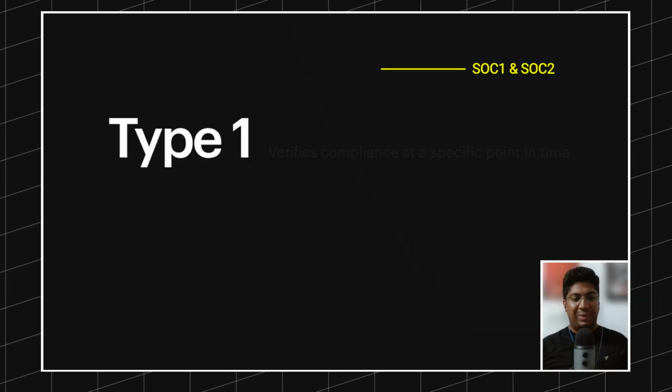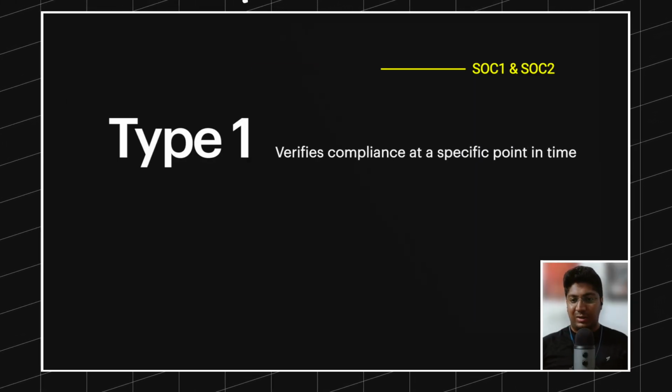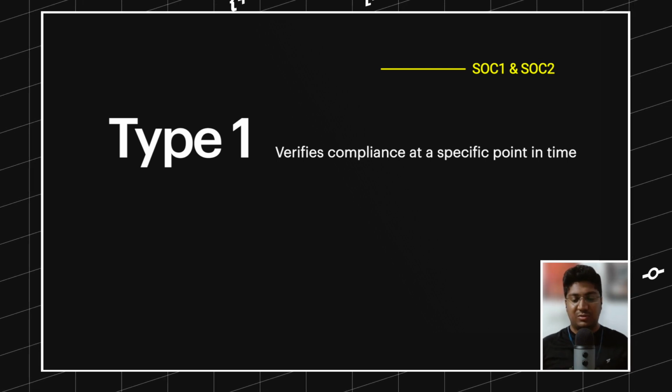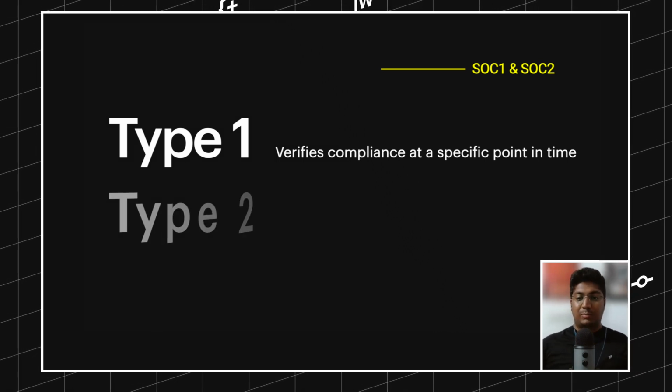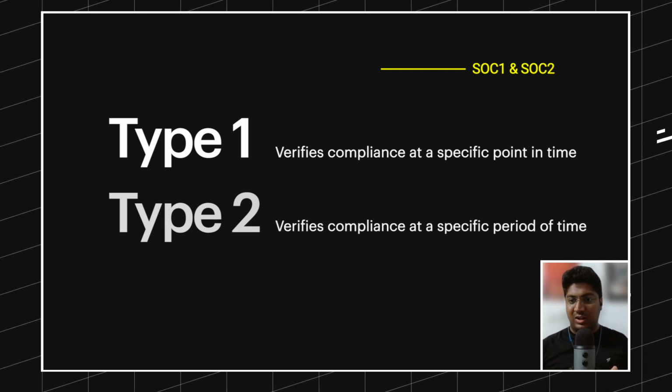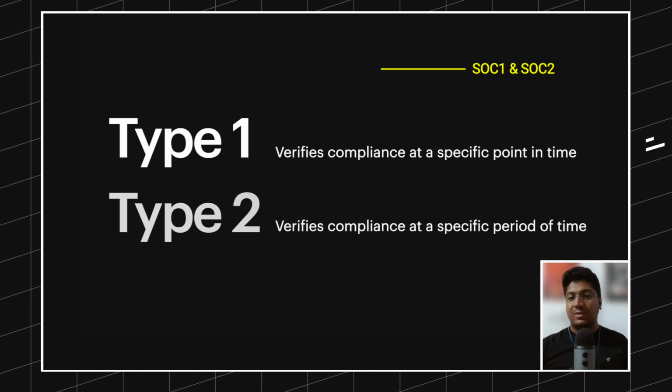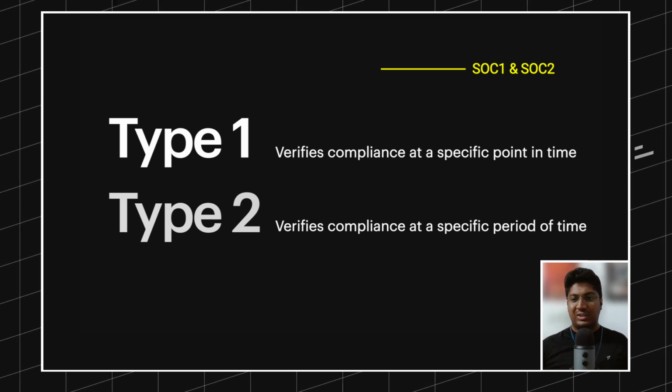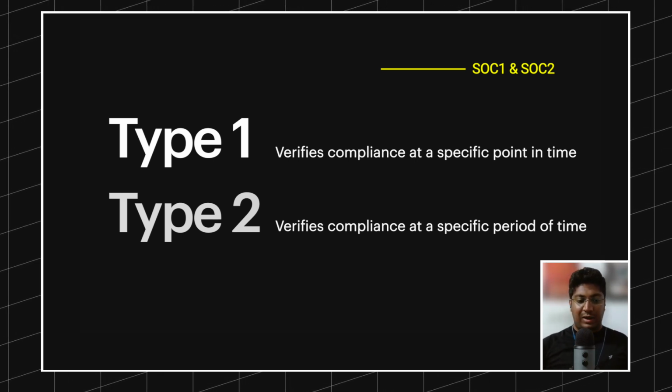Both SOC 1 and SOC 2 have further categorizations, that is type 1 and type 2. The difference between the types is that type 1 verifies compliance at a specific point in time, let's say 22nd May 2024, whereas type 2 verifies compliance over a specific period of time, starting with 3 months and then with 3-month intervals. So you've got 3, 6, 9, and 12. At Finsweet, we have started with a 3-month interval, and then we will move on to 12 months.